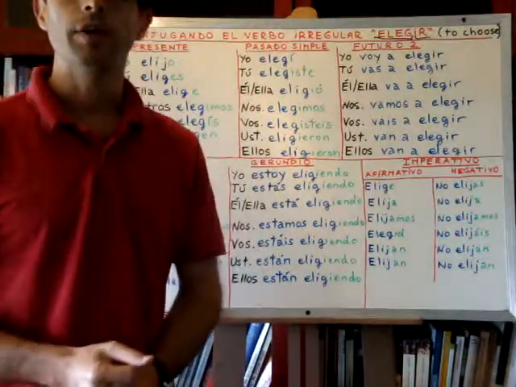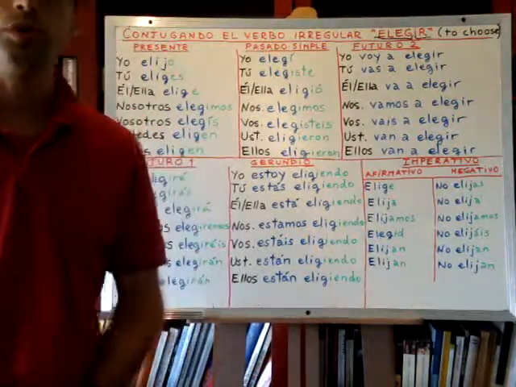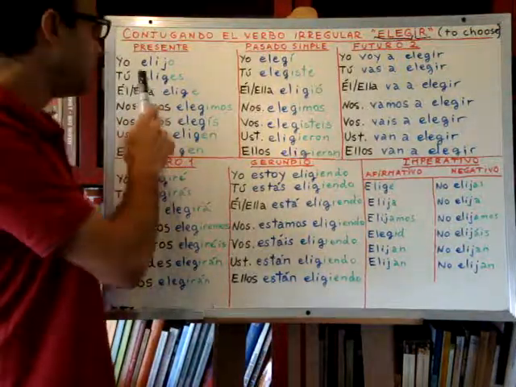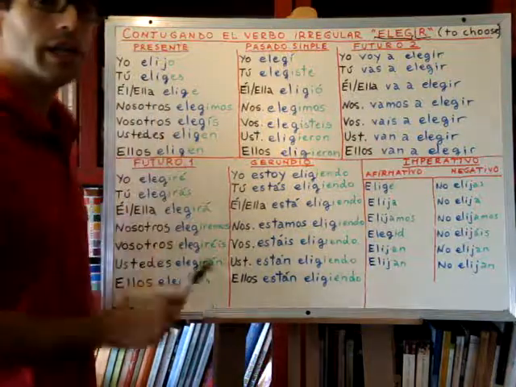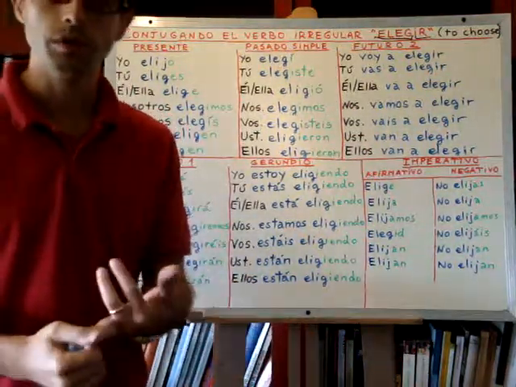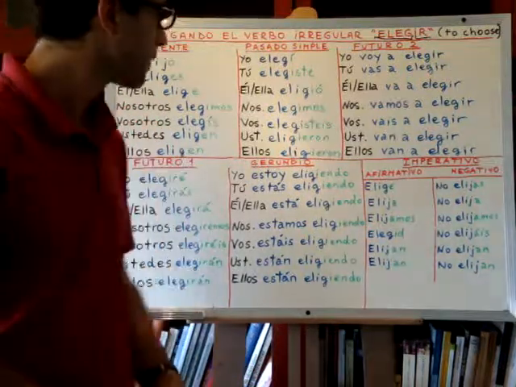Or we can ask, which one do you choose? In Spanish, that is, ¿cuál eliges? ¿Cuál eliges or ¿cuál eliges tú? We can omit or include the subject pronoun, okay?